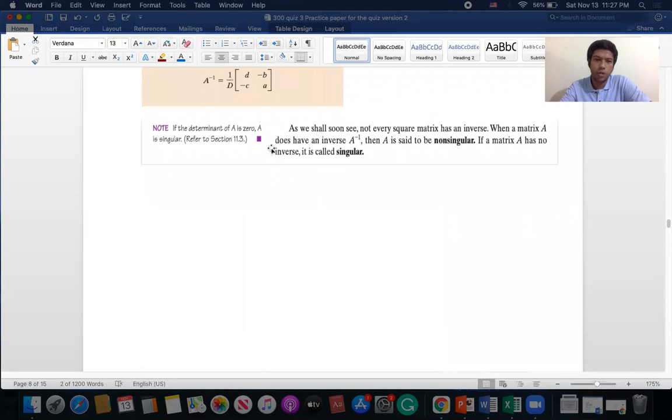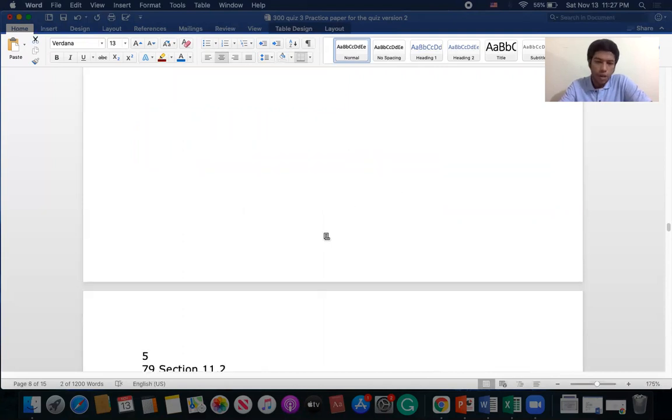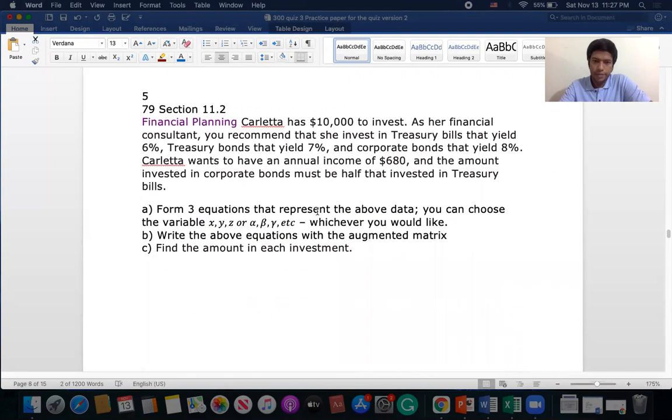These are some notes. What if we do not have an inverse? This is about financial planning. Charlotte has this dollar amount to invest, and as her financial consultant, you recommend that she invest in treasury bills, treasury bonds, and so on.